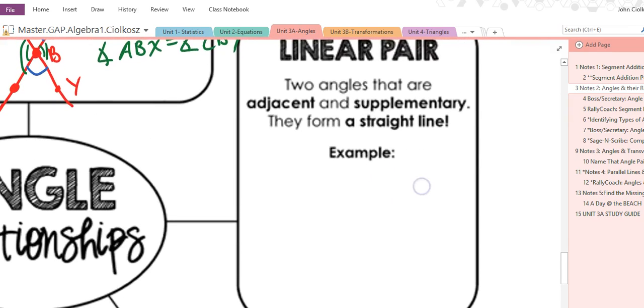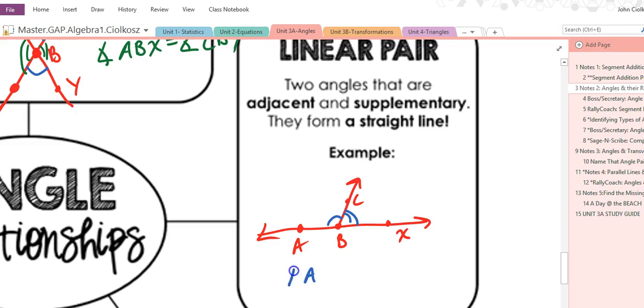A linear pair. Key idea here is we've got a straight line. So let's throw some points on here. So in this linear pair, if I consider these two angles, I could say that angle ABC plus angle CBX, anytime you have two angles and they're on a straight line, they're always equal to 180.